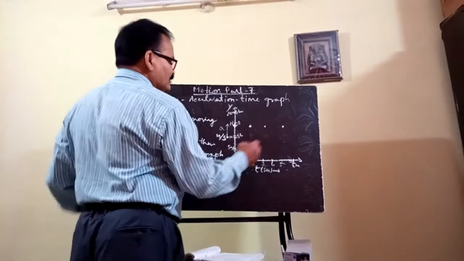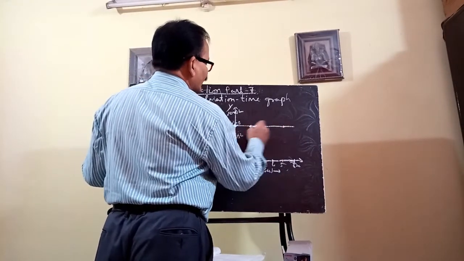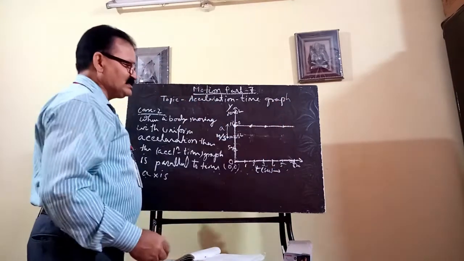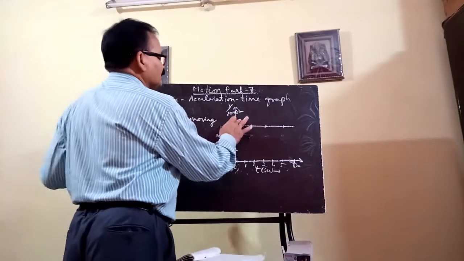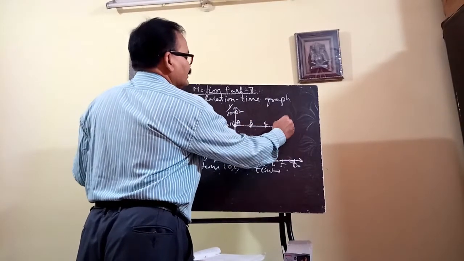So you plot the graph accordingly and join all these points. What you will see is that the graph is parallel to the time axis. Suppose this is your point A, B point, C point, D point.